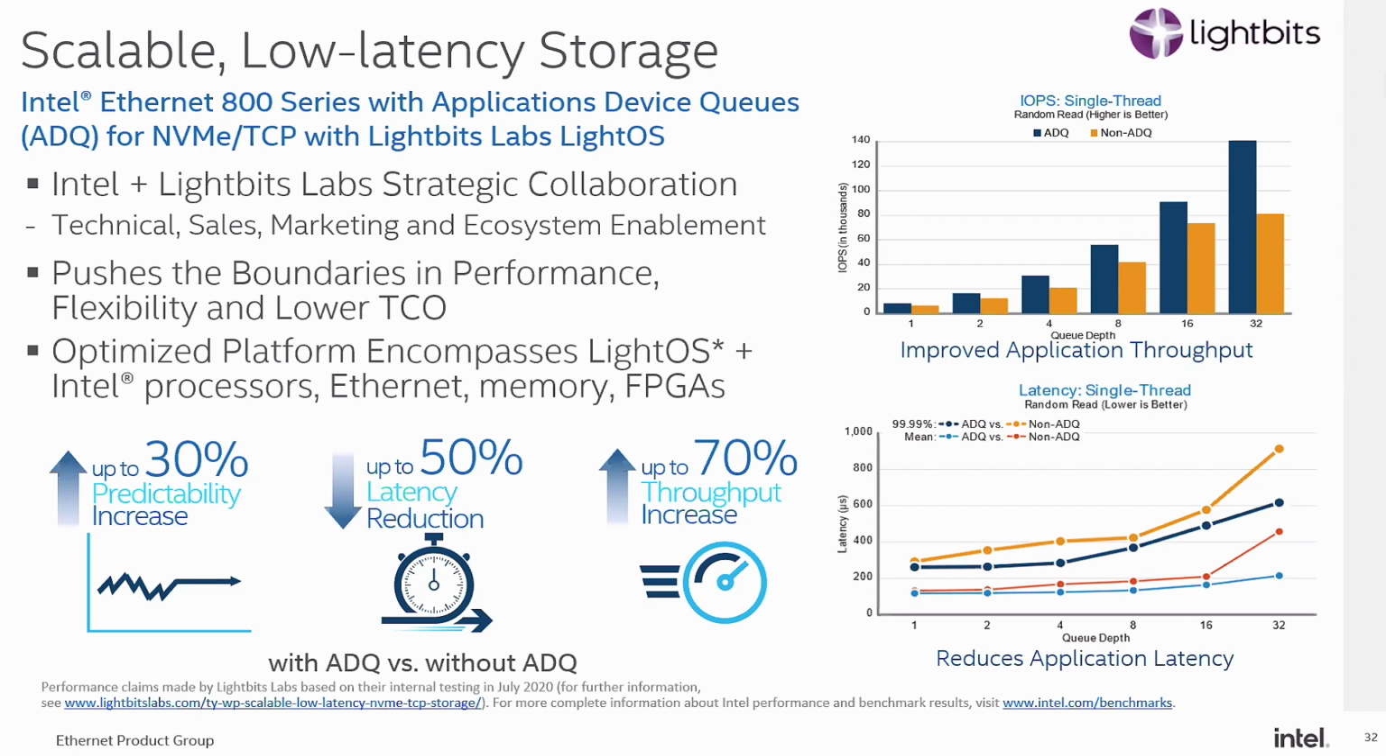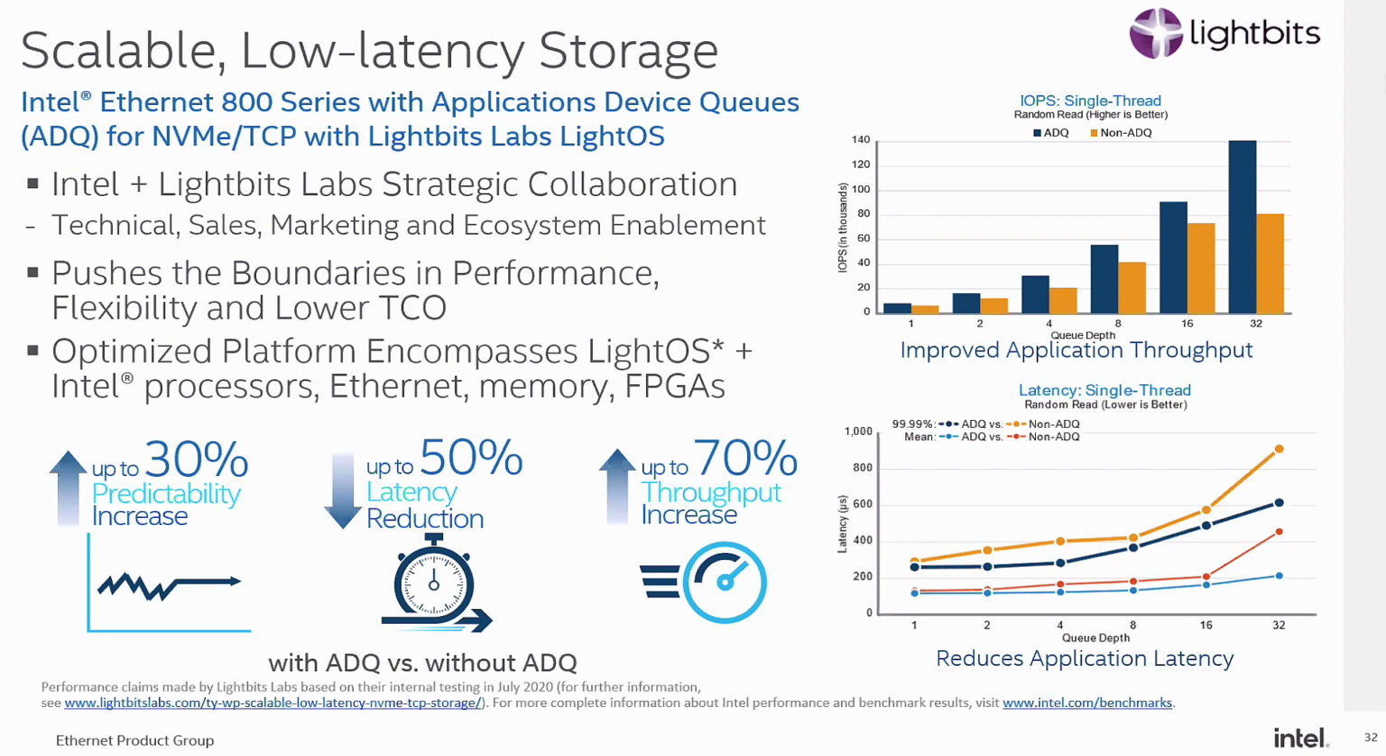On the right side, you can see some of the data published in the white paper, and you can find the complete report of the performance at the link on the bottom for more data. On the right side, we're only showing the single thread performance data with different queue depths. You can see the comparison of the throughput performance on the top between ADQ and non-ADQ, with a significant throughput improvement with ADQ enabled.